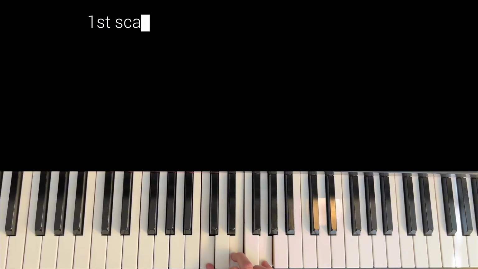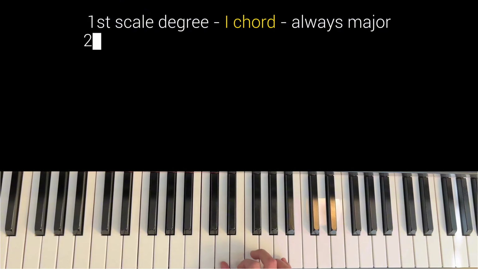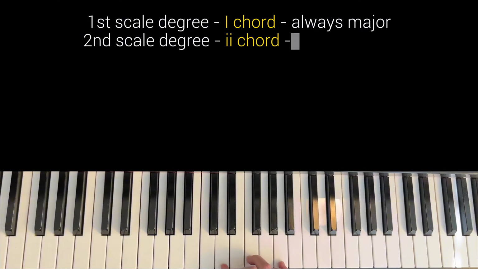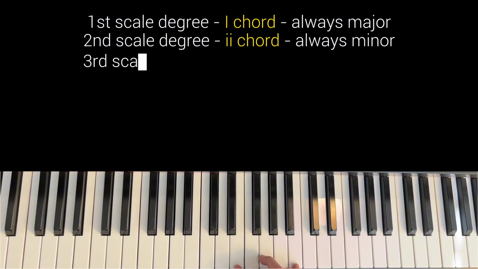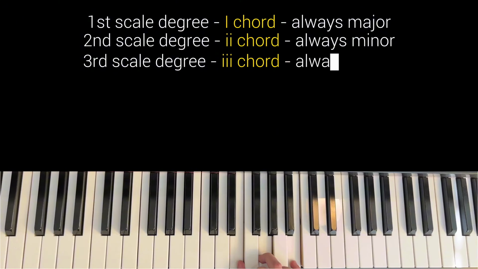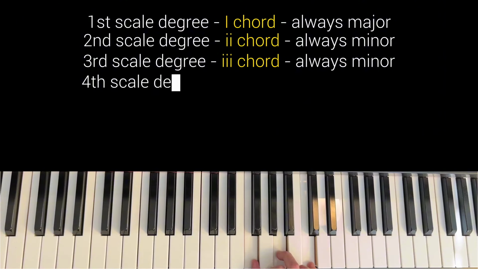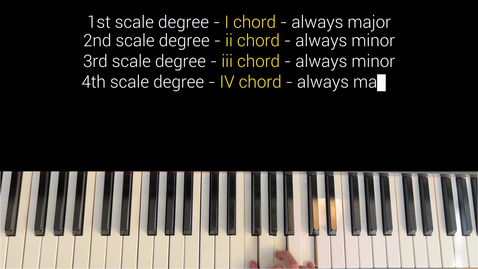And in any major key, the 1 chord is always major. The chord that is built on the second scale degree, as long as we follow our key signature, is called the 2 chord. And in any major key, the 2 chord is always minor. The chord that's built on the 3rd scale degree is called the 3 chord, and it's always minor. The chord that's built on the 4th scale degree is called the 4 chord, and it's always major.